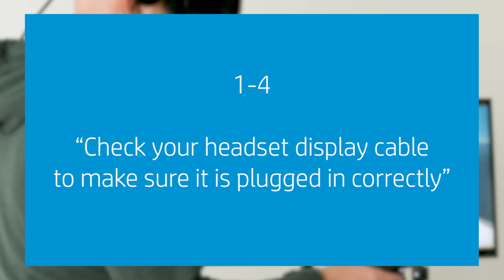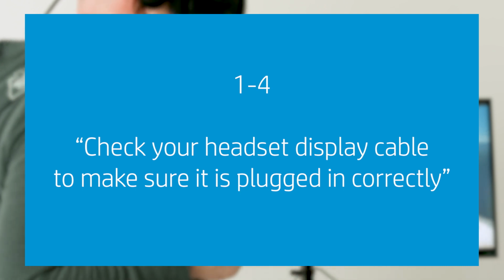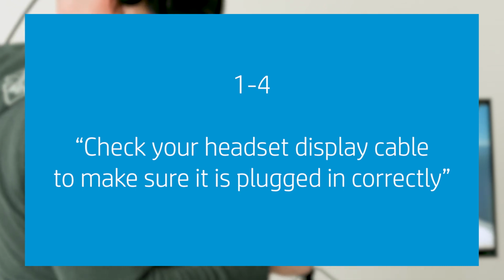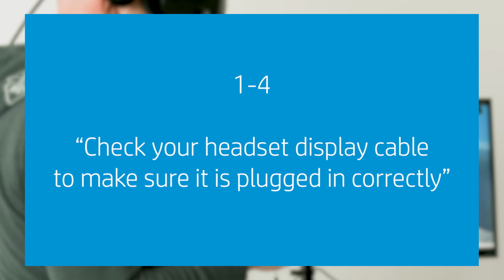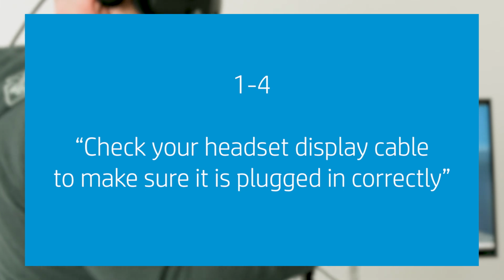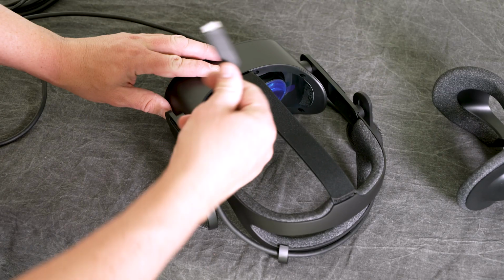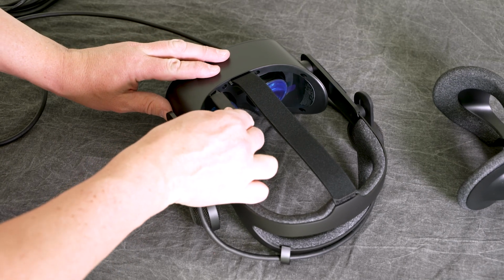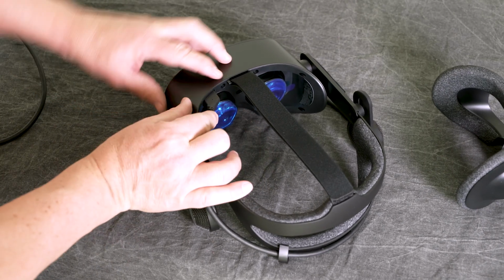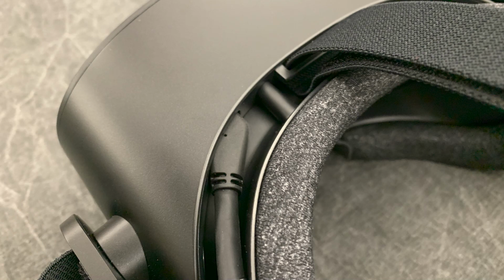One of the most common errors is the cable connection to the headset. You may get a 1-4 check your headset display cable to make sure it is plugged in correctly warning. To verify that the cable is connected correctly, push the cable in until you hear it click. At the same time, look for the little dot on the top of the cable and ensure it is lined up with the edge of the headset.